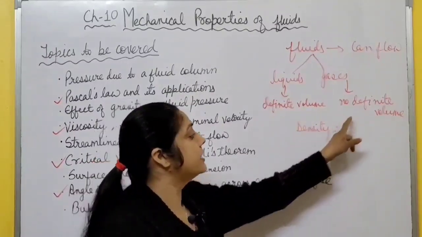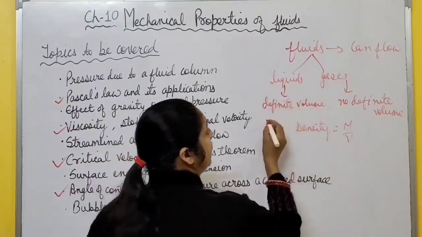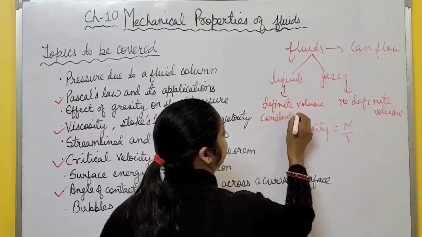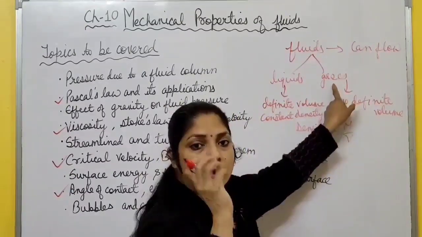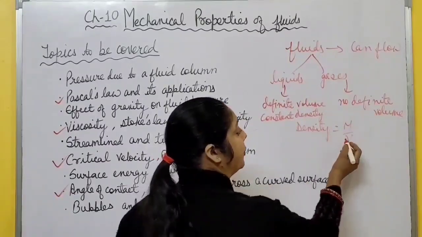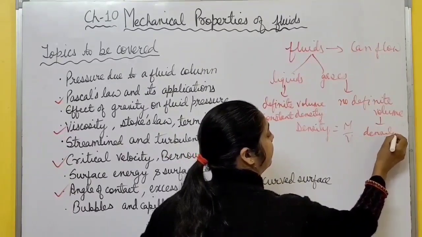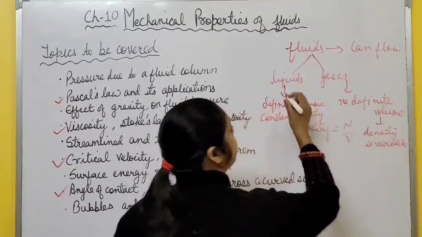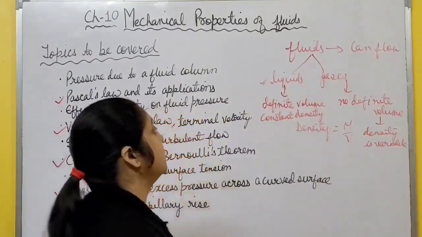Density is mass per unit volume. If volume is fixed, it means density is also fixed. So liquids are those fluids which have constant density, right? And gases are those fluids which can be compressed. It means its volume changes. Its volume is not constant, and if volume is not constant, it means density is also not constant. Here density is variable, right? So in this chapter I will discuss liquids, and in the next chapter we will discuss gases. Okay, so let us start.